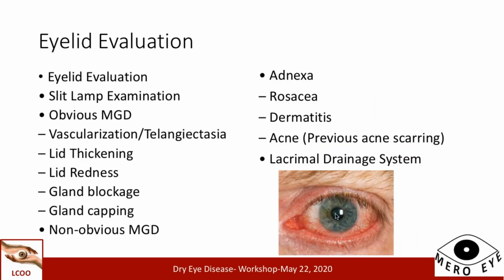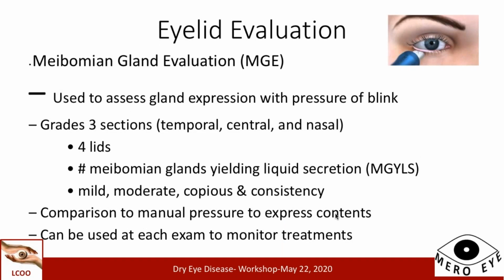So then you can do the evaluation. I think just examining the eye, looking for vascularization, looking for any meibomian gland dysfunction, lid thickening, staining, gland block. This is your basic slit lamp evaluation, which I think all of you must be familiar with.